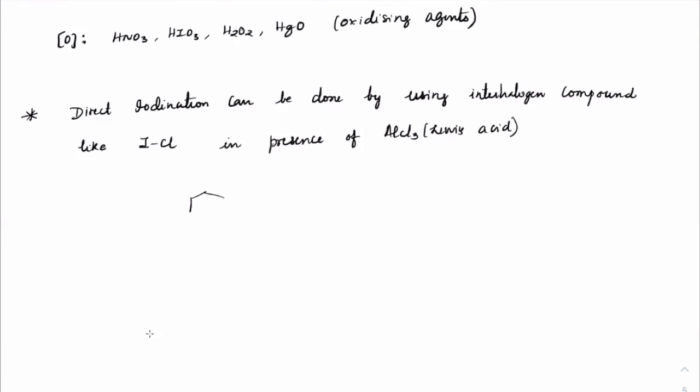So for example, if I take benzene and treat that with ICl, instead of I2, in the presence of ZnCl2 or AlCl3, I can take either one. So here we will get iodine for electrophilic substitution, and HCl will be left. Which is more electronegative between iodine and chlorine? Chlorine, right? So chlorine will get negative charge, iodine will get positive charge.